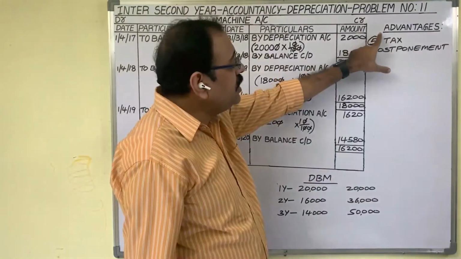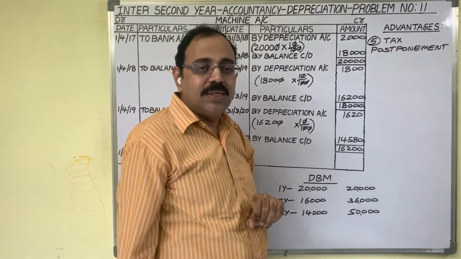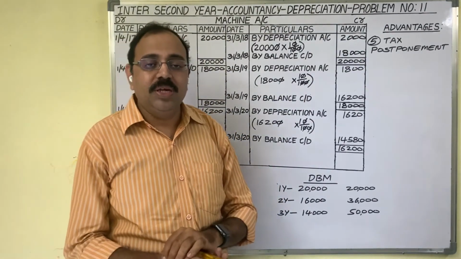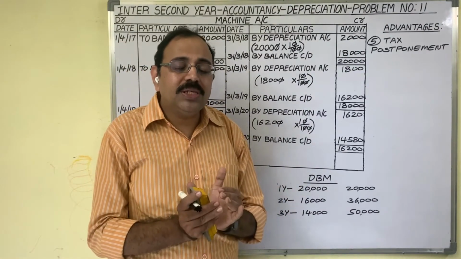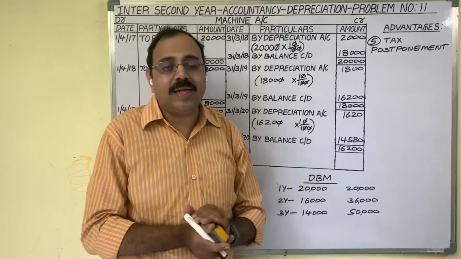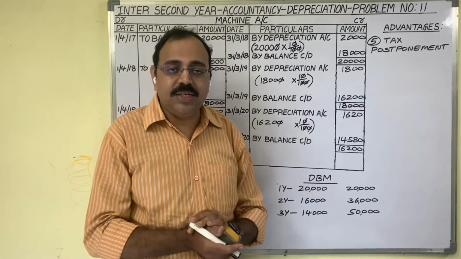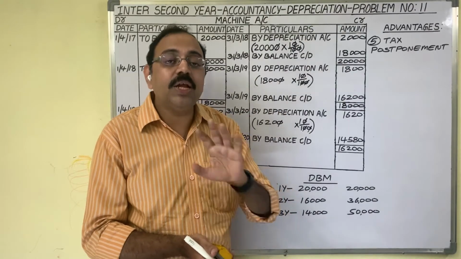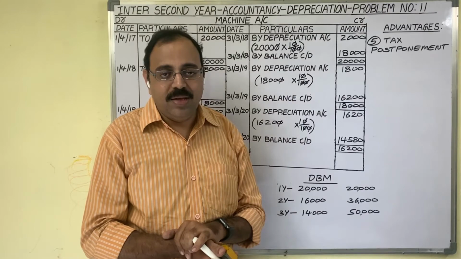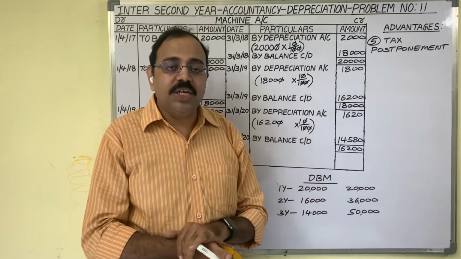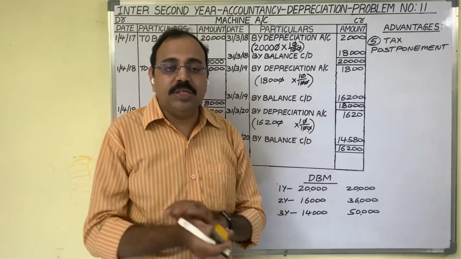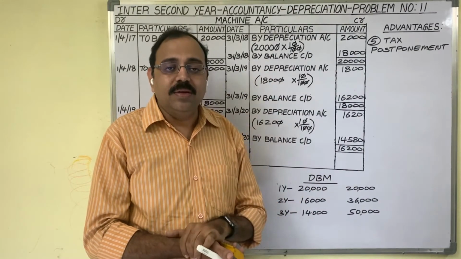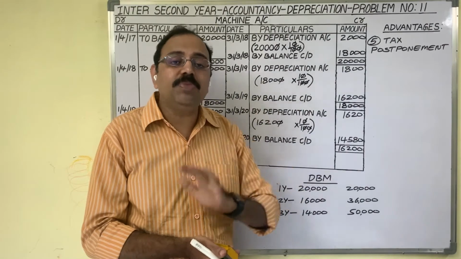Last advantage is tax postponement. Diminishing balance method is useful to new firms because new firms generally cannot pay higher taxes in earlier years, because in earlier years they have to establish their unit in a full-fledged manner. They have to purchase machinery, they have to expand their business, they have to spend more money on marketing. So they try to minimize the tax burden.